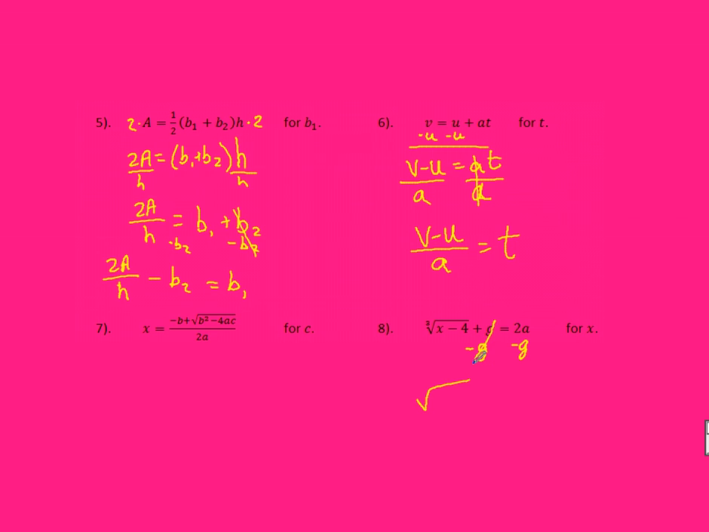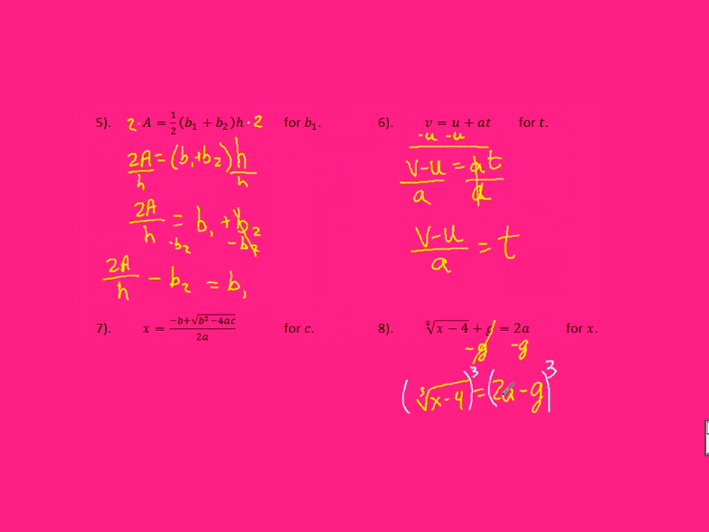That'll leave me with, when the g's go away, the cube root of x minus 4 equaling 2a minus g. Now I have the cube root by itself. To undo that, I need to take both sides, and what's the opposite of square rooting would be squaring it. Because it's a cube root, I'm going to cube it. If I do it to that side, I need to do it to this side as well.